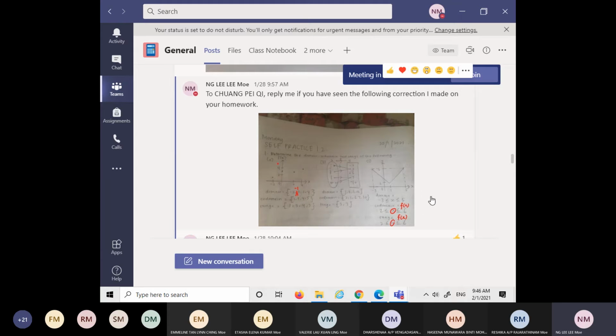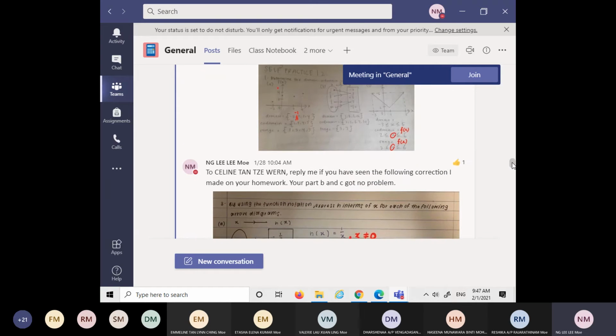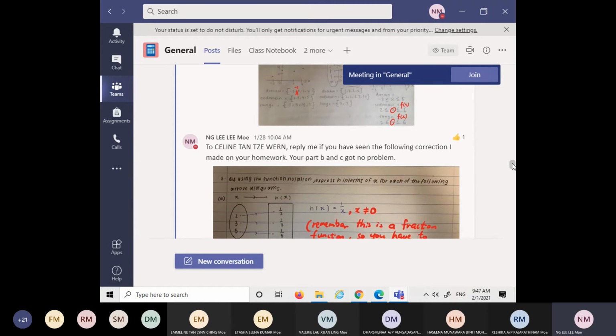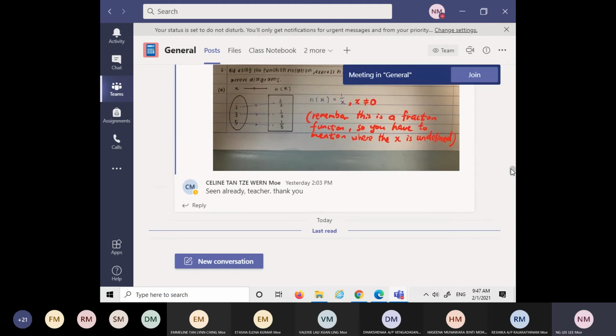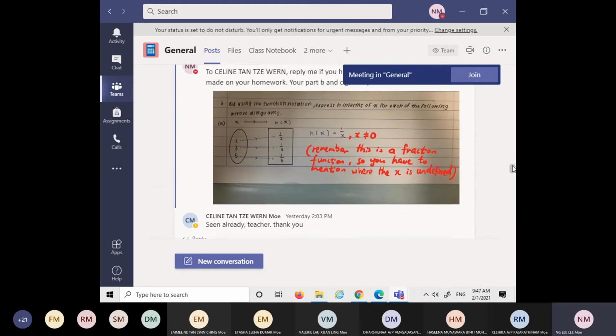For example, Peichy, she didn't reply to me. So I don't know whether she has seen these corrections or not, and whether she has made the corrections or not. So someone please pass the message to her. For example, this girl, Celine, she replied to me. She said she has seen these corrections. Let's look at Celine's mistake.